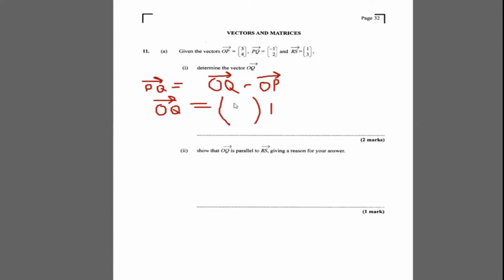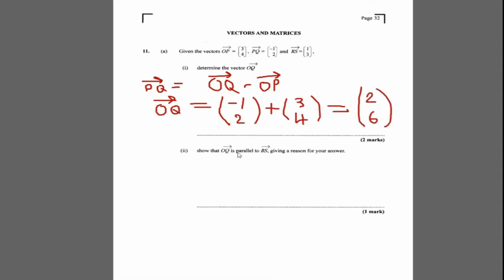PQ is (-1, 2) and vector OP is (3, 4). We add them together, and then it's -1 plus 3 is 2, and 4 plus 2 is 6. That's vector OQ. Then it says show that OQ is parallel to RS.